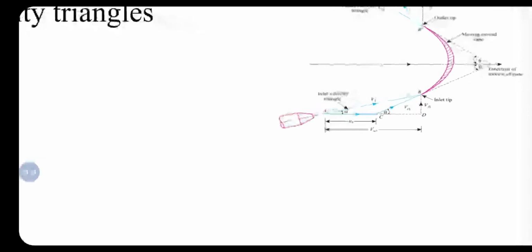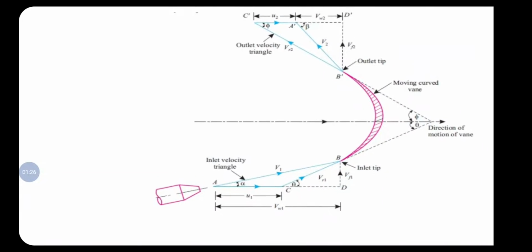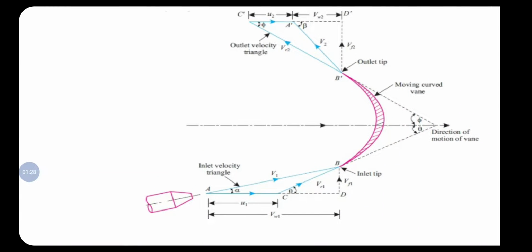So consider this schematic diagram which is shown over here. In this we find one curved vane, which is moving towards the right hand side. This is the axis which we are going to consider as the axis of the vane, and we assume this axis as the x-axis. So the perpendicular to it will be the y-axis. So this is the y-axis and this will be our x-axis.